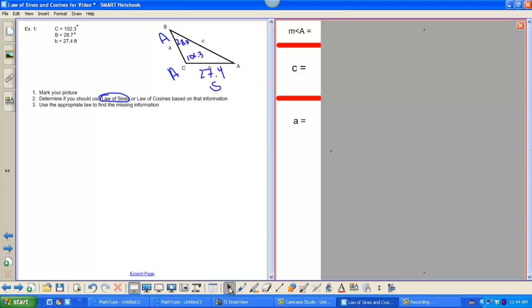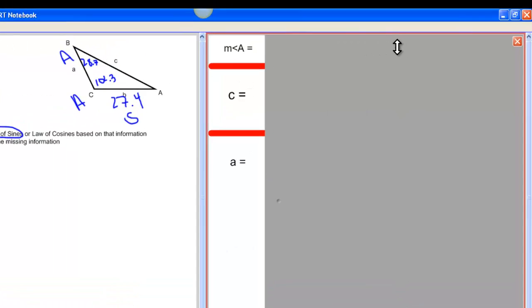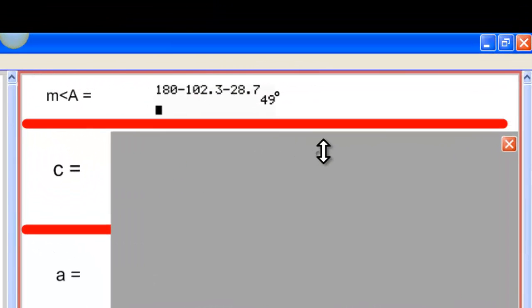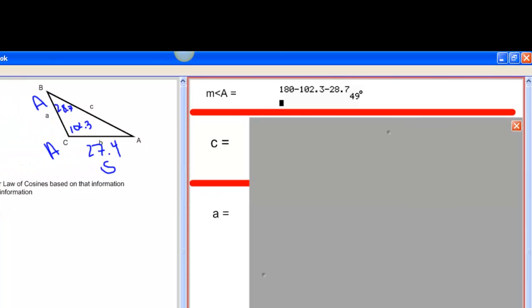The measurement of angle A is pretty straightforward. If you recall the theorem from geometry that the sum of the interior angles of any triangle is 180 degrees, all I did was take 180 degrees and subtract 102.3 and 28.7 degrees, which were the angle measurements of C and B, and therefore the measure of angle A is 49 degrees.